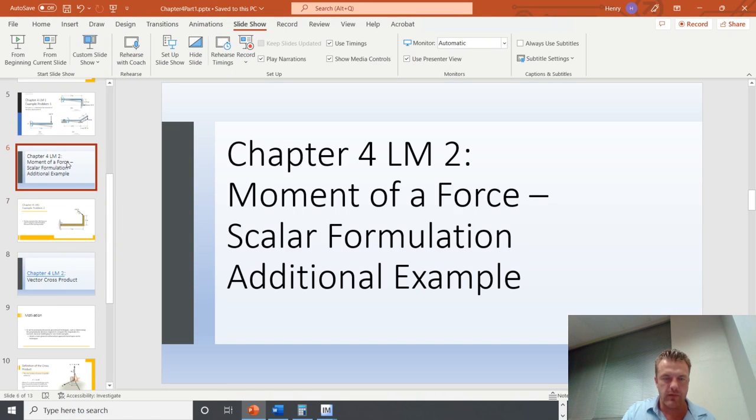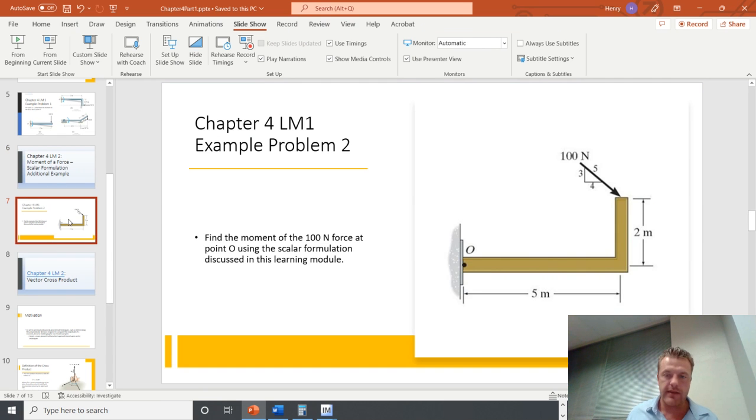So in this next video, we're going to look at one more example of how you actually compute the moment of a force using a scalar formulation. If you were given an L bracket that's fastened to a wall at point O, we're told that the horizontal dimension of this L bracket is 5 meters. And I'm drawing it as I talk.